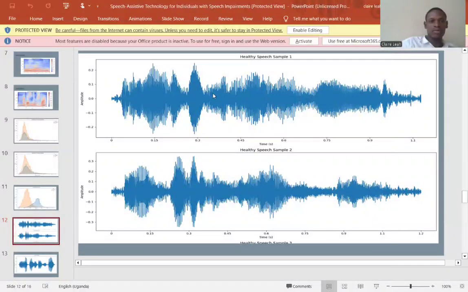So this was a waveform for the healthy children. These were the varying samples. When you look at the samples, they're almost similar. There is almost no distinction. Though there is a distinction, it's almost negligible. There are more similarities in the samples as compared to the differences.